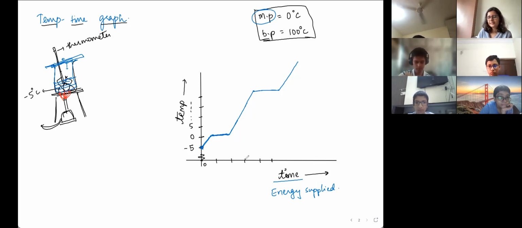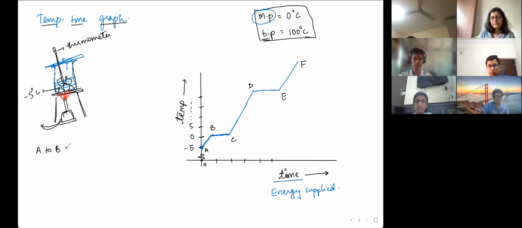Okay, as you keep supplying the energy, you will observe that temperature increases, then remains constant. So let's give it names so that it's easy to refer. Let's call this A, B, C, D, E, and F. So from A to B, what is the state of matter, whatever we took in the beaker? In the beginning, it was solid. Solid. And the heat energy is being used to increase the temperature.